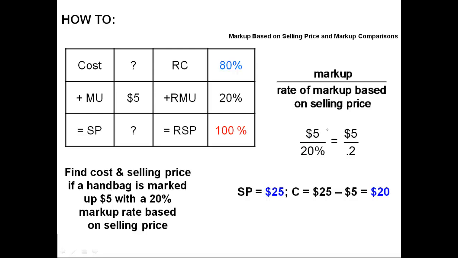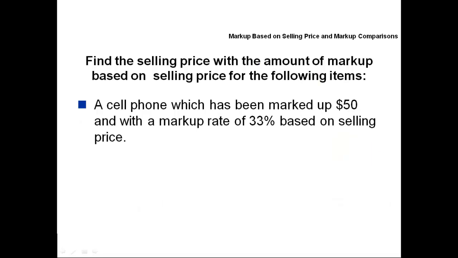So our markup is $5. We have a 20% markup based on selling price, so we're going to divide the $5 by the 0.2 and get that the selling price is $25, and we can subtract the markup dollar amount from the $25 and find out that the cost was $20. This formula gives us cost when we know markup, dollar amount, and the rate of the markup based on the selling price.